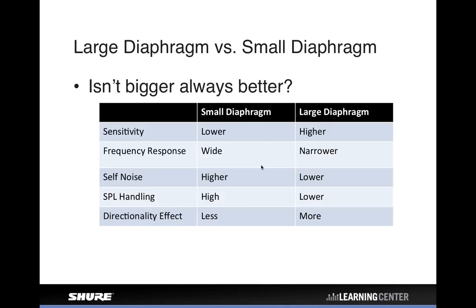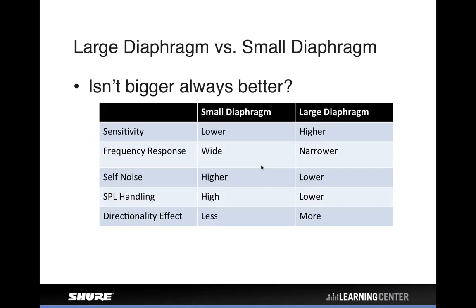And also the biggest thing to know is that off-axis consistency, or the directionality effect, is less. So a microphone obviously captures what you're pointing it at, but also captures everything else in the room at a reduced level, but it also still captures it.